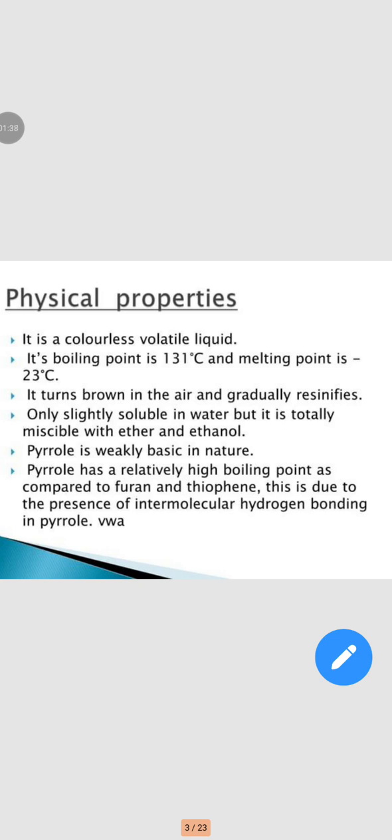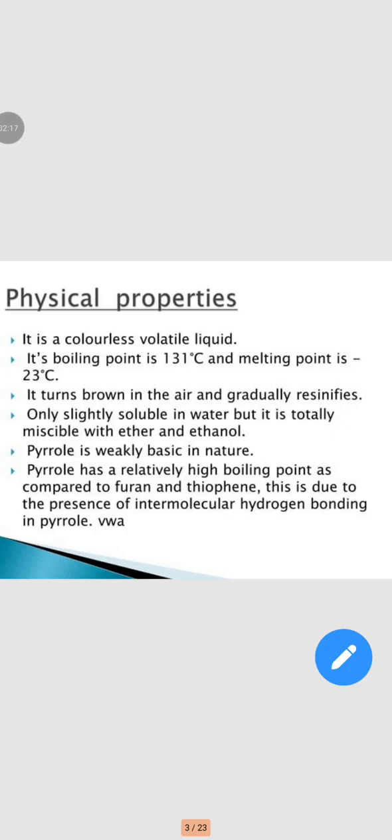PYRROLE is weakly basic in nature. PYRROLE has a relatively high boiling point as compared to the other heterocyclic compounds, furan and thiophene. The reason is the presence of intermolecular hydrogen bonding in PYRROLE. So PYRROLE has a high boiling point compared to furan and thiophene. So these are the physical properties of PYRROLE.